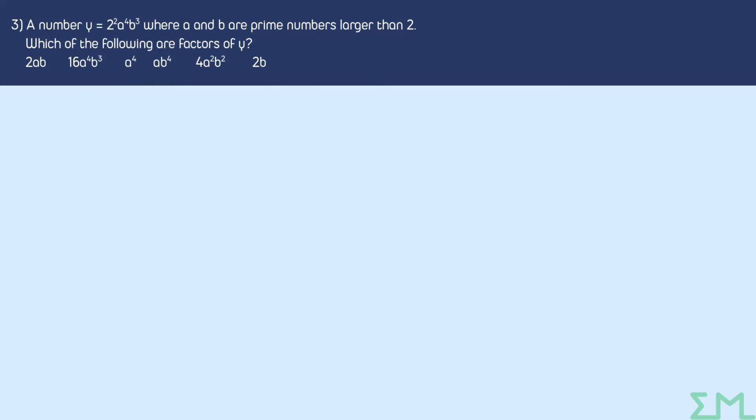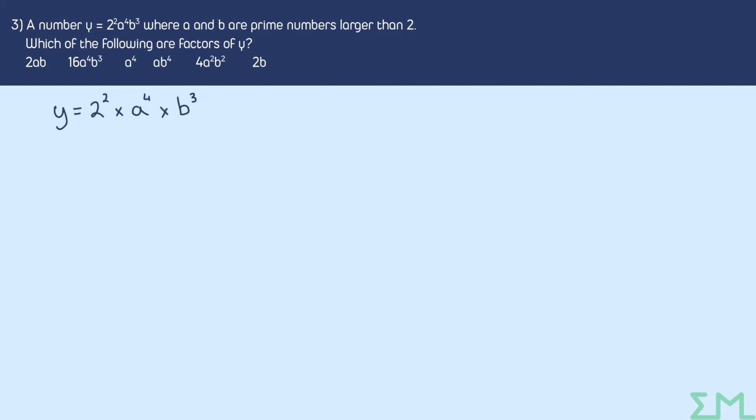In this question, we are given the prime factorization of a number they've called y in algebraic form. This means that we know that it's split into 2 times 2 times a to the 4, so 4 lots of a, and b cubed. We don't know what a and b are, but we do know that they are prime numbers and that they are larger than 2. It's important that we know they are larger than 2, otherwise we might find that some of the a's and some of the b's are actually absorbed into the 2 at the front of the product. What the question wants us to do is look through each of these expressions and work out which ones are factors of y.